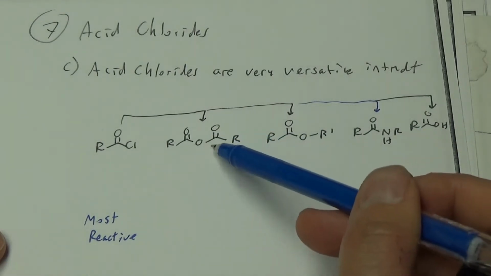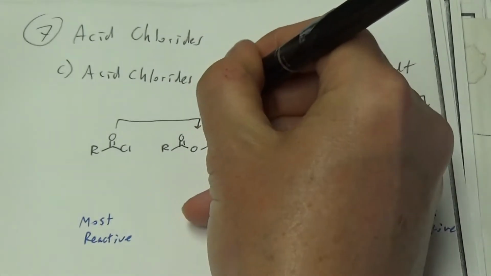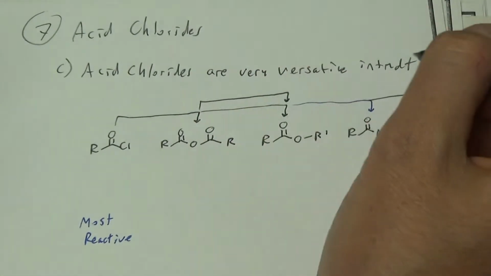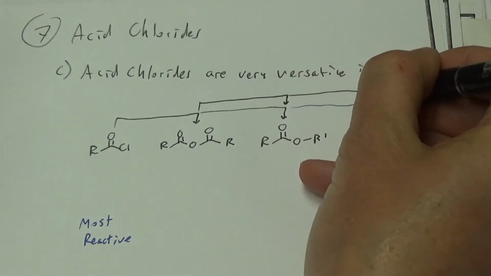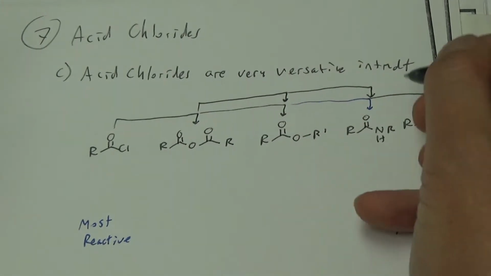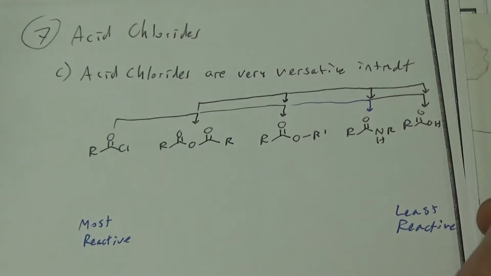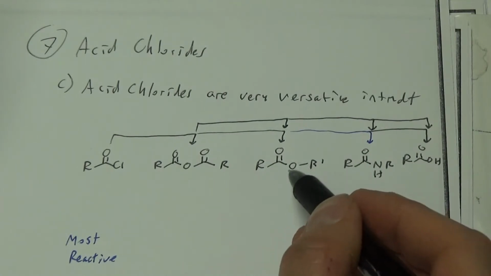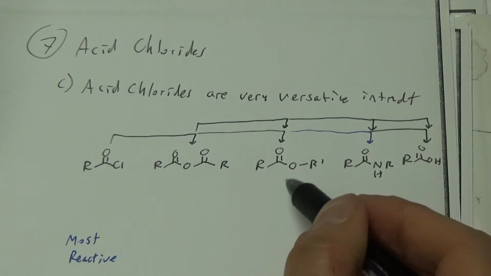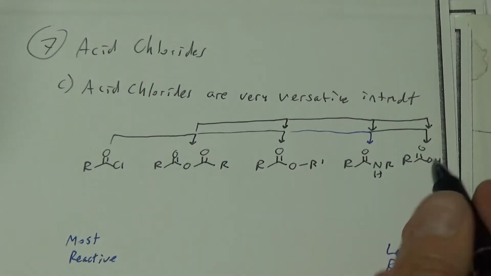So an anhydride can be converted to anything on its right. So the way I draw that is I say, well, an anhydride can make an ester. Anhydride could make an amide. Anhydride could go all the way back down to a carboxylic acid, right? What about an ester? What can it be converted to? It can be converted to anything on its right. So an ester can easily be converted to an amide or a carboxylic acid.